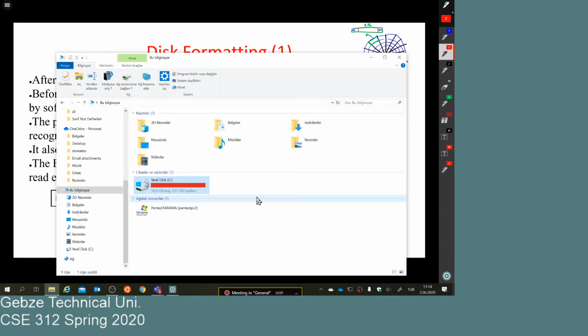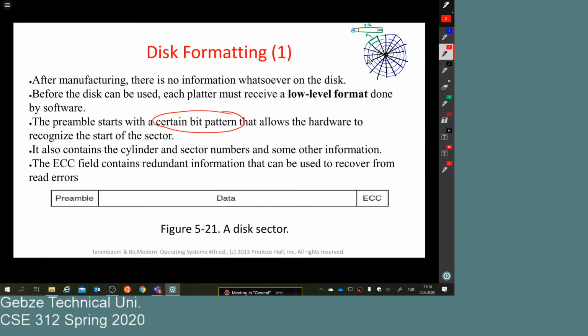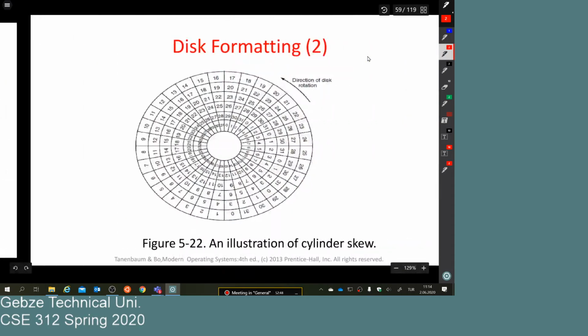It would ask you, should I format it fast or slow? Slow means that format it from the beginning, so that I place all of my sector information, preamble information, and ECC information. If you do fast formatting, that kind of information is left there. You don't write all of them. You only place your file system, empty file system, on your low-level formatted disk. Okay, good. Any questions with disk formatting?